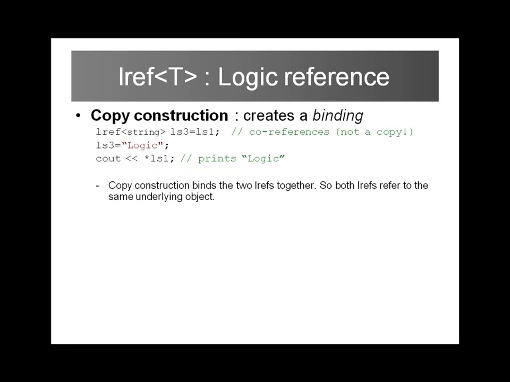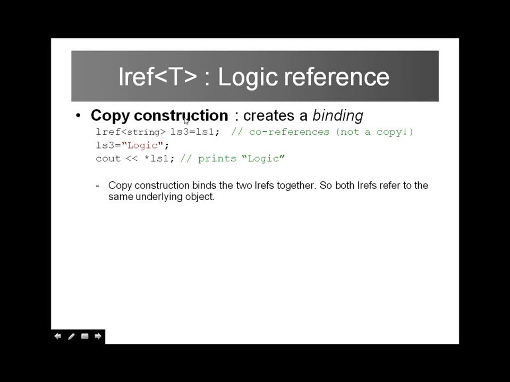Copy construction is interesting because unlike assignment, it does not create a copy. So when we copy construct a logic reference from another one, we are basically creating co-references, meaning that both logic references point to the same underlying object. So they are bound to the same underlying object.